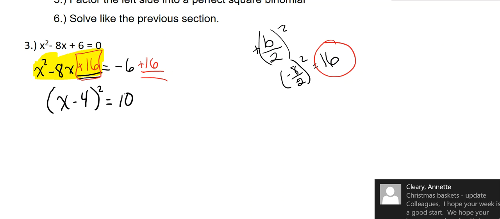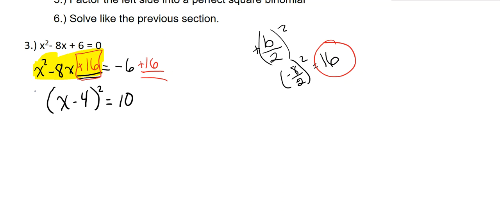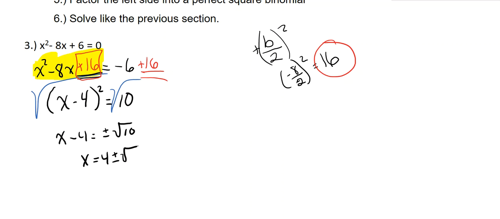And now I'm back to that square root property. I'm going to take the square root of both sides. x minus 4 equals plus or minus square root of 10. And then I'm going to add 4 to both sides. I can't simplify square root of 10 or combine those, so those are my two solutions. One is 4 plus square root of 10. One is 4 minus square root of 10.